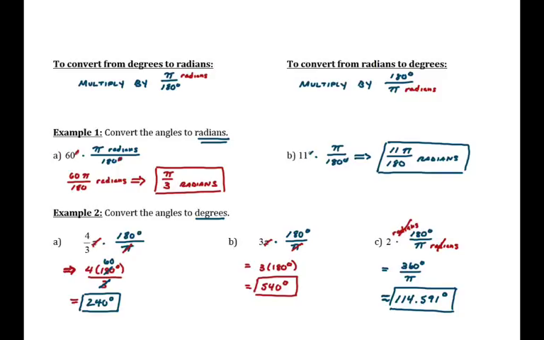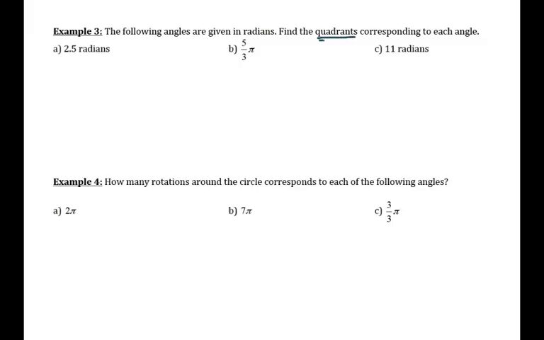Going from radians to degrees, you want degrees in the top and radians in the bottom. Then if we're talking about finding which quadrant an angle in radians is, we talked a lot about where an angle in degrees puts us around the unit circle, more than one rotation going backwards. But now we want to get an idea of where 2.5 radians is, or 5 pi over 3 radians, or 11 radians, just to have something to work with.